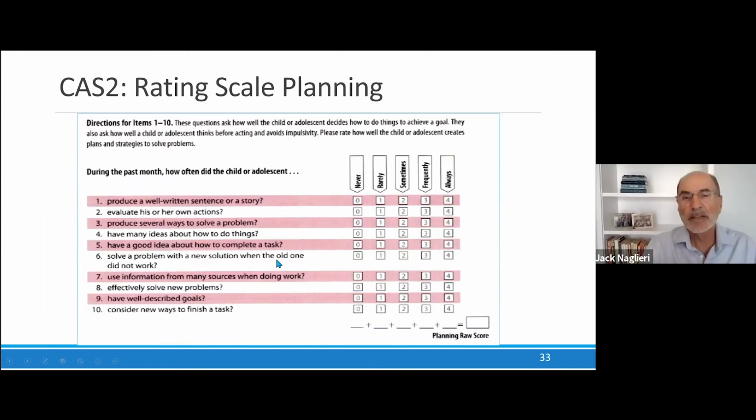So one of the things that we have with the CAS 2 is a rating scale for teachers. And the planning items on the rating scale have to do with things like, does the child evaluate his own actions? That's self-reflection, right? Does he produce several ways of solving a problem? That's coming up with different strategies to different solutions. So just to see, these are kinds of things we see in the classroom.